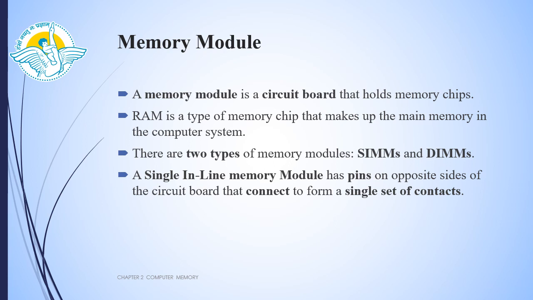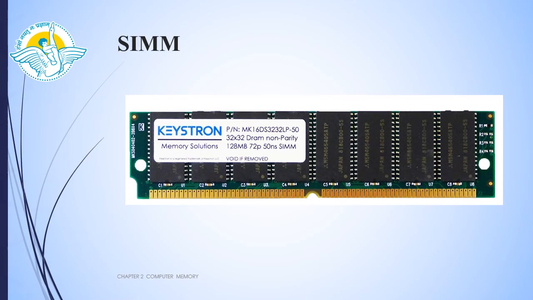There are two types of memory modules, SIMs and DIMMs. The full form of SIM is Single Inline Memory Module. A single inline memory module has pins on opposite sides of the circuit board that connect to form a single set of contacts. Let us see the picture of a SIM on the next slide. The picture that you see here is a SIM, and all the memory chips have pins on the opposite sides that form single set of contacts.